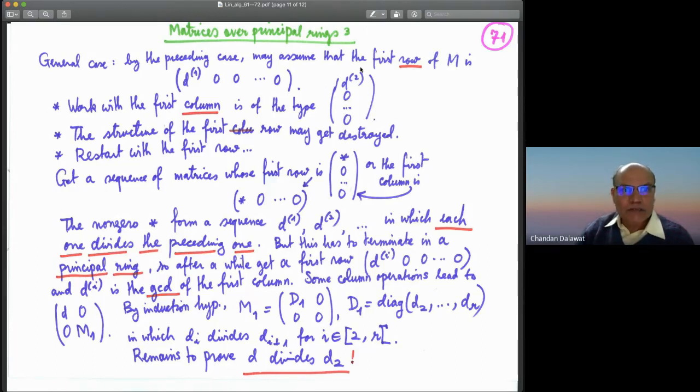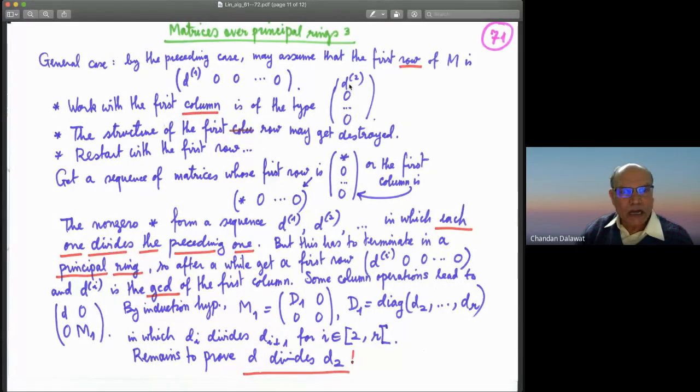And when I do this, this new D2 that I get is the GCD of the entries of the first column, right? D1 was the GCD of the entries in the first row, and D1 is one of the entries in the first column. So this D2 will divide D1.